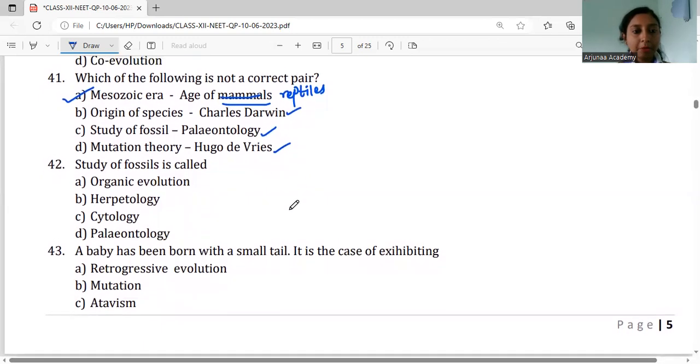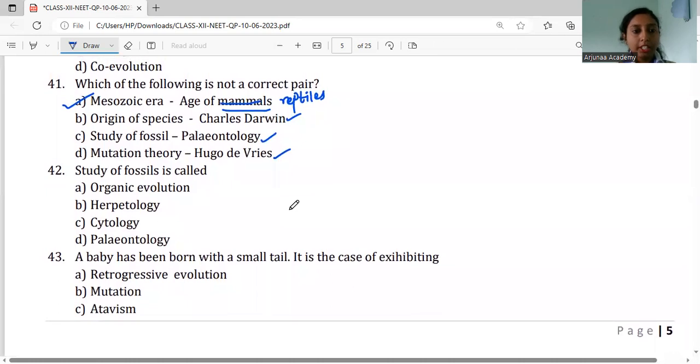Sometimes, whenever you don't know, some of you may be wondering what this Mesozoic era is, but you know all the three other concepts. In that case, check the other options. If they are correct, then go for the filtering method: choose which are the not correct answers. Then you will get the correct answer. Then study of fossils, paleontology, direct question.